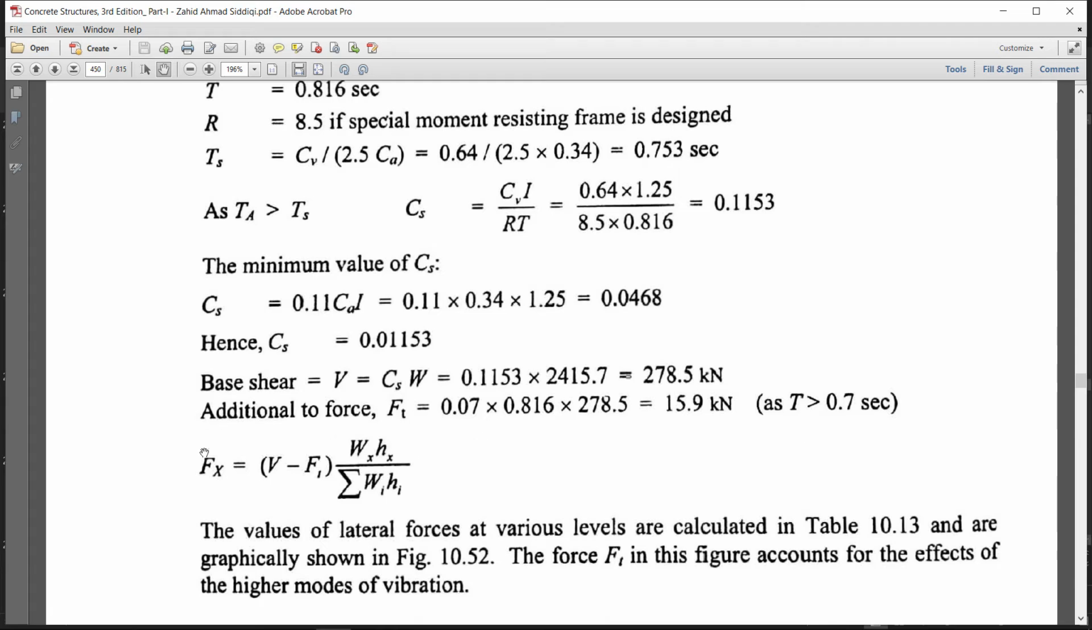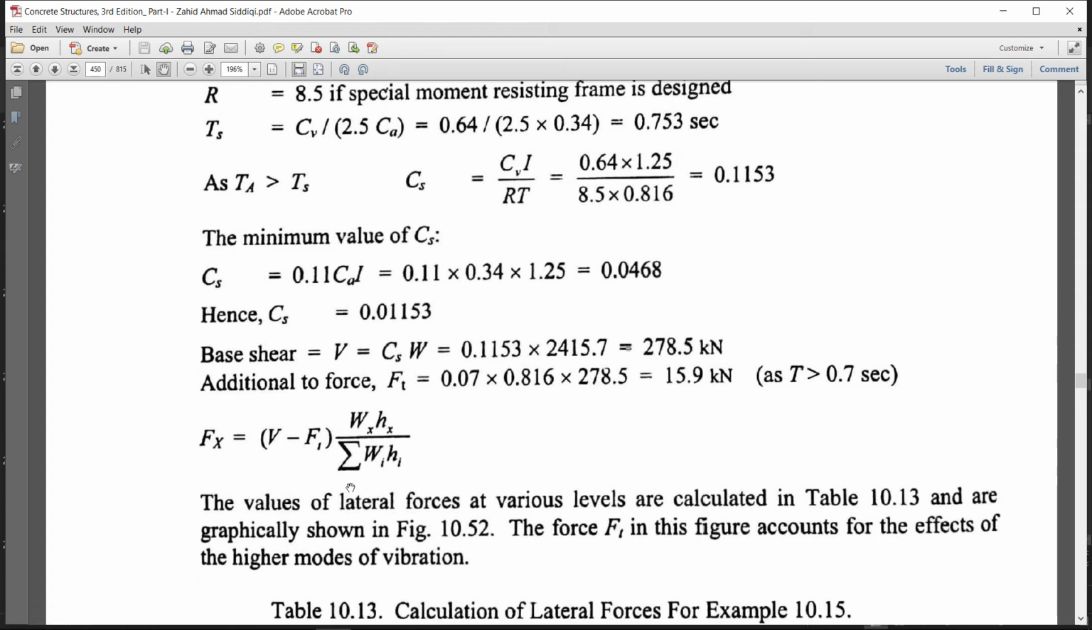Okay, this is the formula I promised in the slides. I will discuss this formula in the example. Here the V value is 278.5 and the FT value is 15.9, and the base shear value is 278.5. Now this base shear we have to distribute at each floor level.